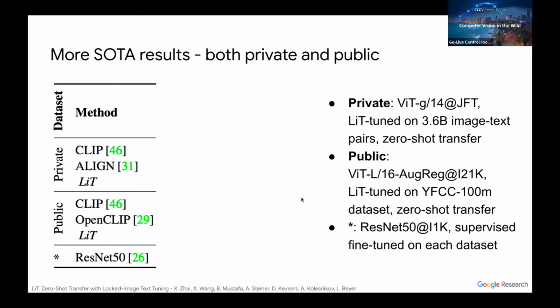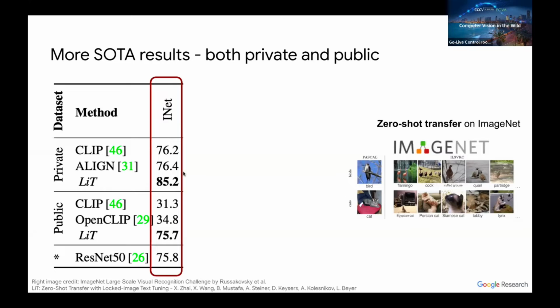This table shows more state-of-the-art results on both private and public datasets. On ImageNet, you see similar numbers as shown in the plot. And what's very exciting in this table is that we show the results on public datasets. And this has almost double the numbers before this paper, which is on CLIP 31%. And on the OpenCLIP reproduction is 35%. And with LiT, we can actually make this almost matching ResNet 50.